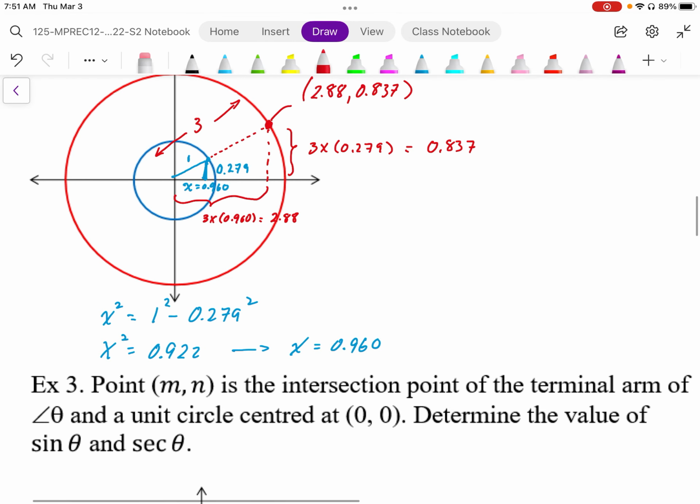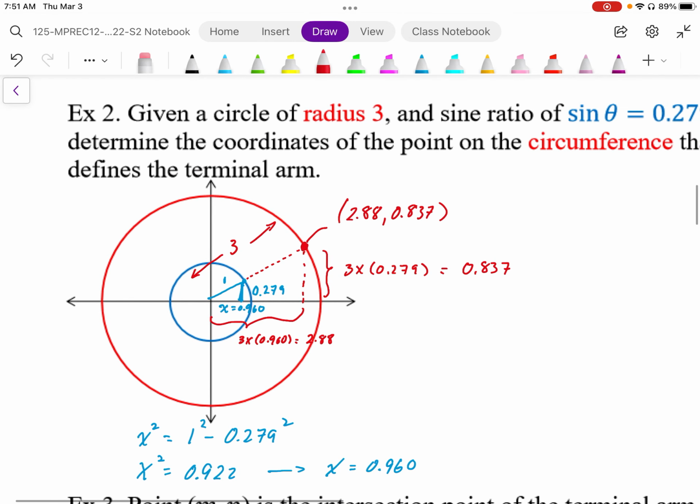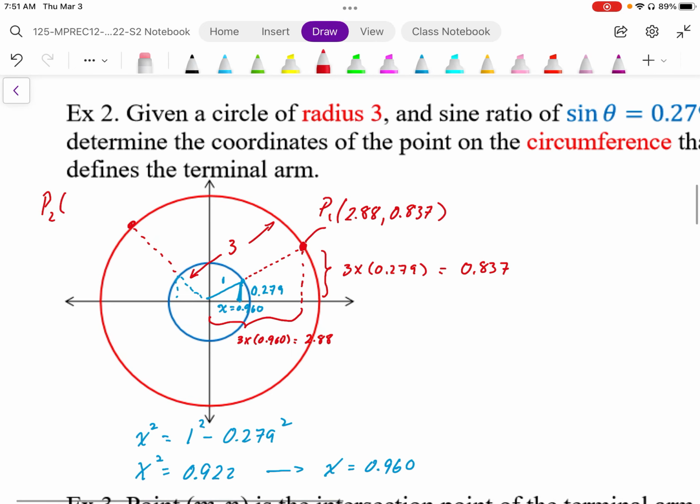And I forgot that since there's a positive sine ratio, we can also do this in this quadrant here, and we end up with another position we'll call P2. So this is P1, and P2 will have a position of negative 2.88 and 0.837.